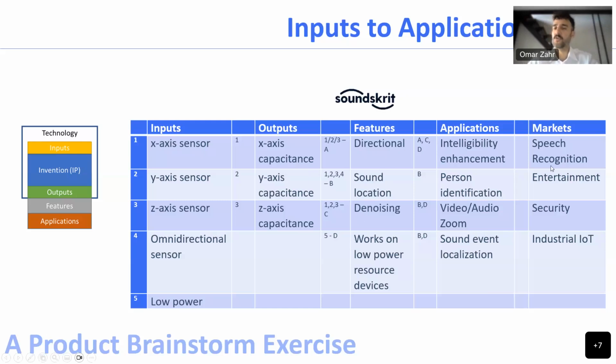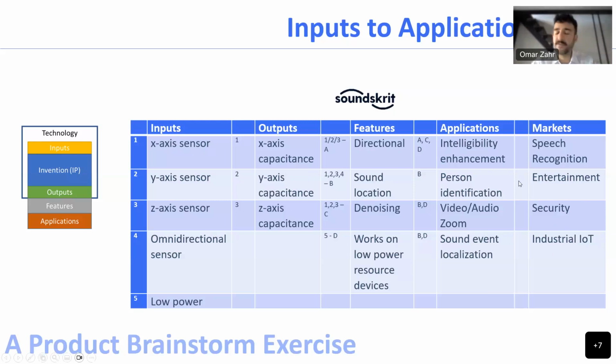So we started looking at different markets where sound is used, where microphones are used. We identified the speech recognition market, entertainment, security for voice recognition, for example, industrial IoT for event monitoring. And then we worked backwards and we thought about what is it that those industries need? What market problems exist there that they're trying to solve? And this is where we identified that they had interests in applications like sound event localization, video and audio zooming, video audio zooming being the ability to connect with a certain person's voice in a group of people's voices, person identification.